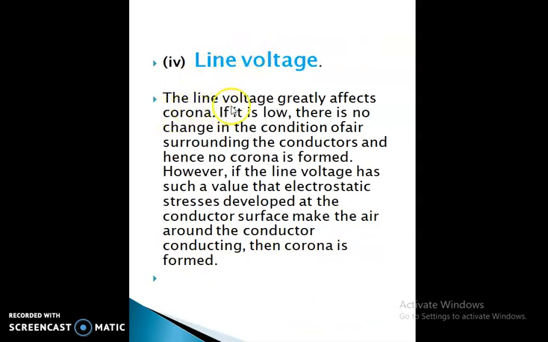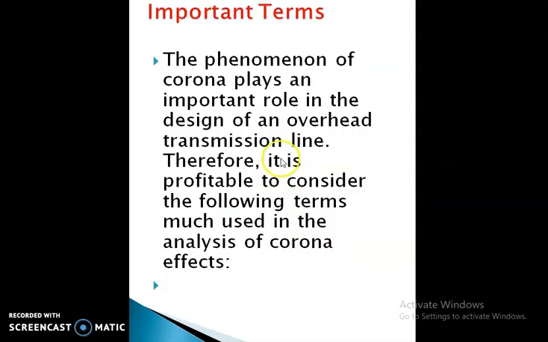Line voltage. The line voltage greatly affects corona. If it is low, there is no change in the condition of air surrounding the conductors, and hence no corona is formed. However, if the line voltage has such a value that electrostatic stresses developed at the conductor surface make the air around the conductor conducting, then corona is formed.